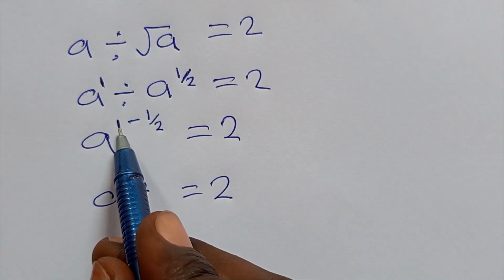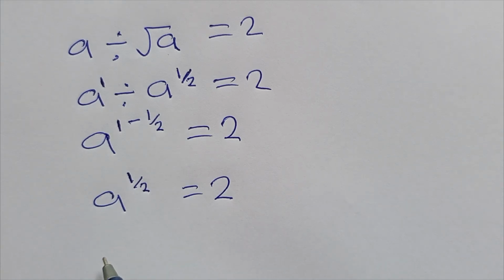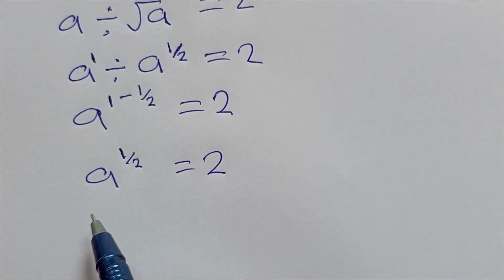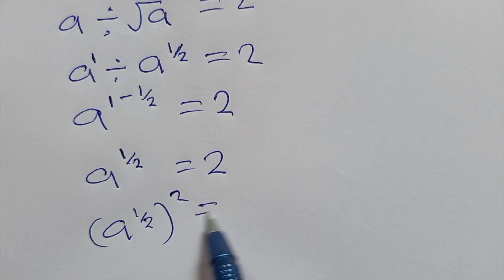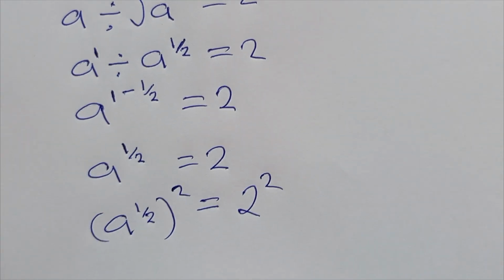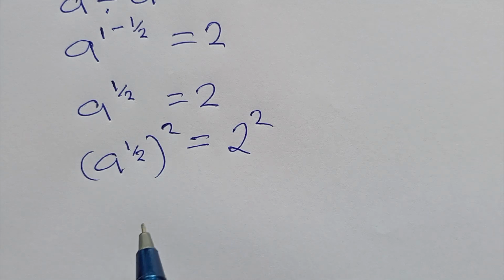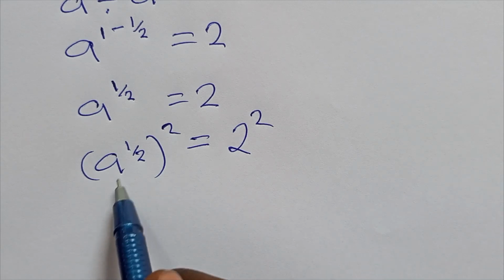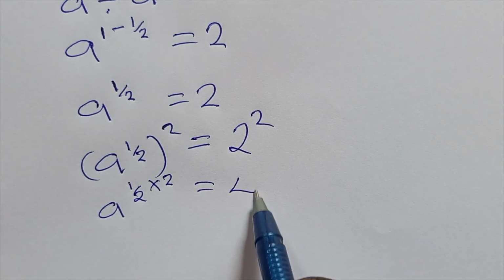Because we simplify this, 1 minus half, you have half. So we're asked to find a, not a to the power of half. So what do we do to actually get a? We can decide to square both sides. That is, if we have this square here, and also square here, because we apply the square on the left hand side and on the right hand side, which makes our approach valid. And we have a to the power of half times 2 equal to 2 squared, which is 4.